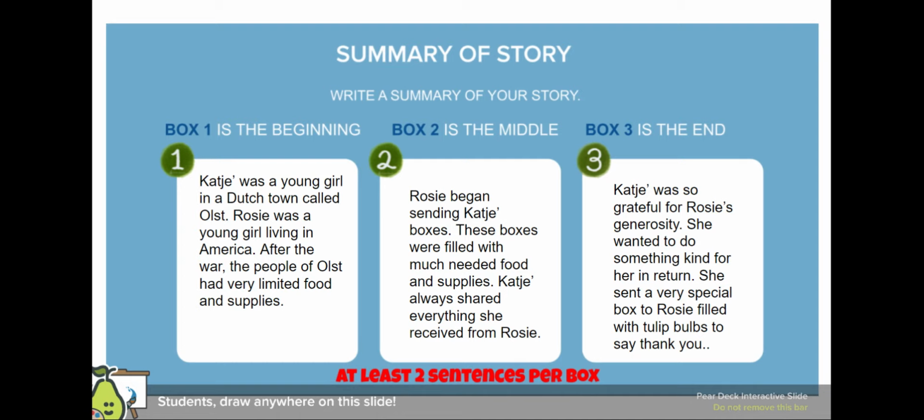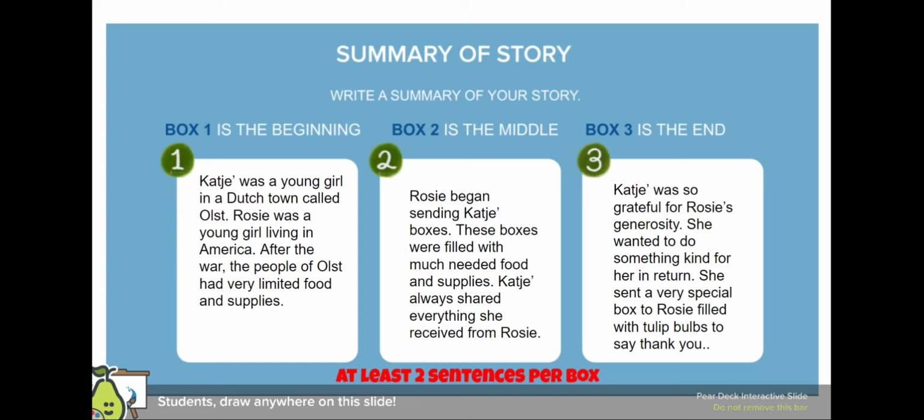I did not put all those details into my summary because they are details, and those little details are not needed when you're telling a summary. You need just the big parts of the story, and that's what I tried to do. Instead of using all those little details, I simply said that Rosie sent Katja boxes. The boxes were filled with food and supplies, right? And then I also thought it was important to talk about how Katja always shared everything that she received. So that's what I wrote for the middle.